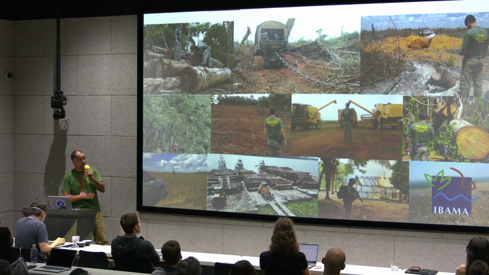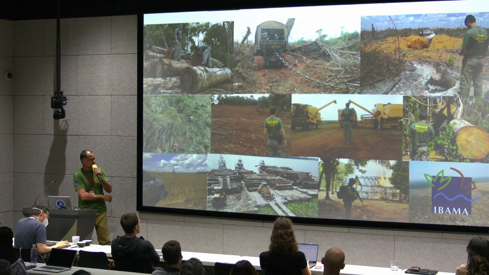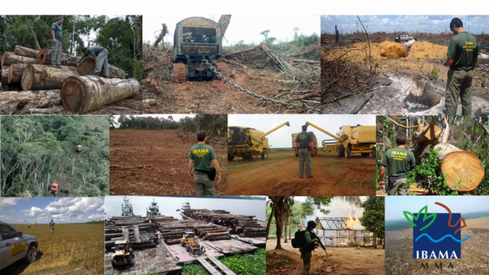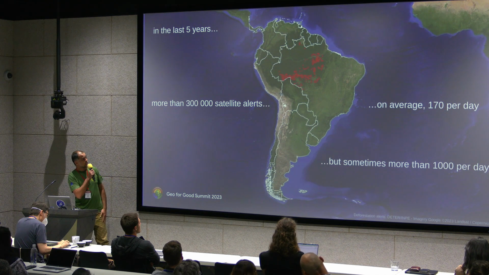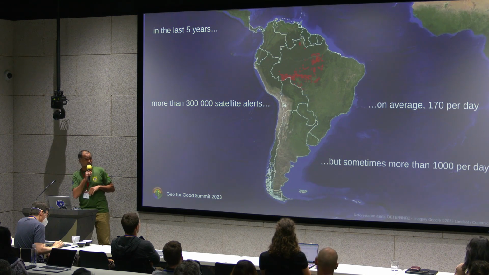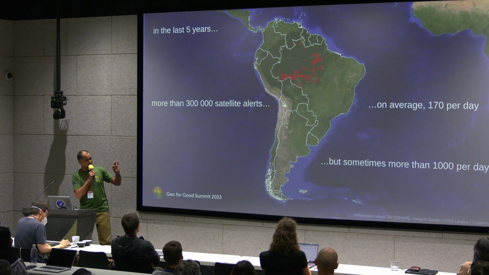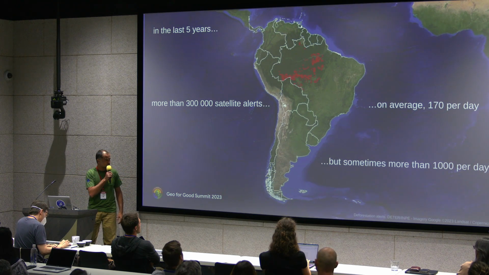Our daily struggle is to deal with hundreds of satellite alerts to identify people who are responsible for these environmental crimes, and then apply fines, seize their equipment, illegal timber, and weapons. We use these alerts to know where we should go on the ground, but in the last 5 years, we received more than 300,000 satellite alerts, averaging 170 per day, which makes it impossible to visit all of them on the ground.